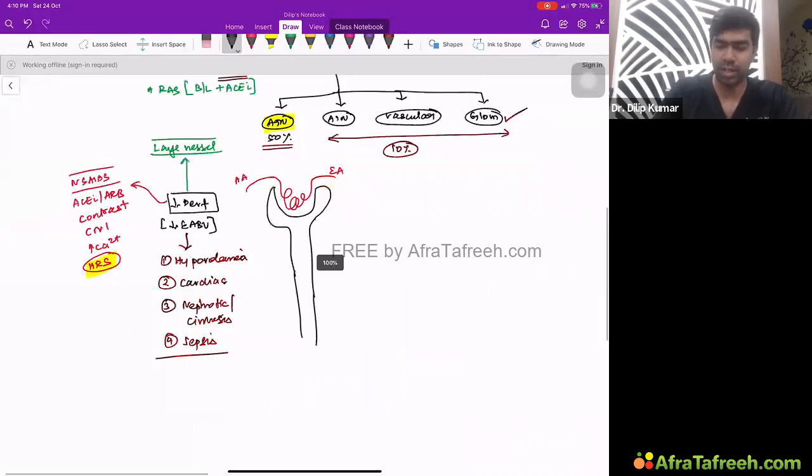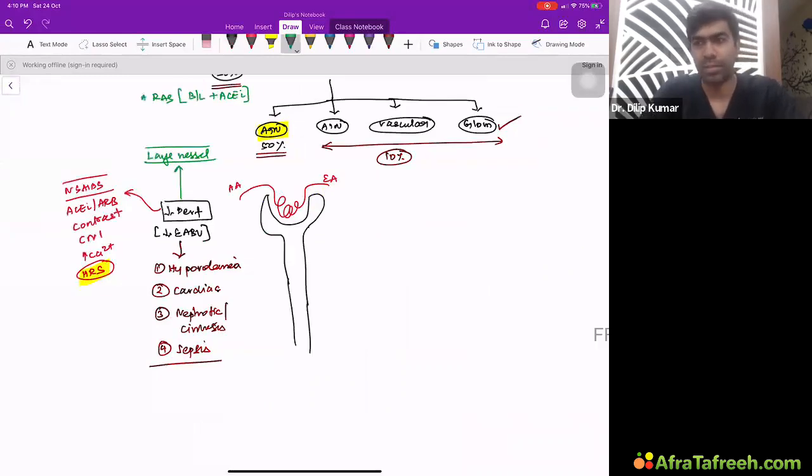But nevertheless, renal artery stenosis is one very important macrovascular cause, a large vessel cause, that causes reduced renal perfusion. Apart from that, another condition which can reduce the renal perfusion is aortic dissection, especially if it's happening in the descending aorta and extending into the abdomen.